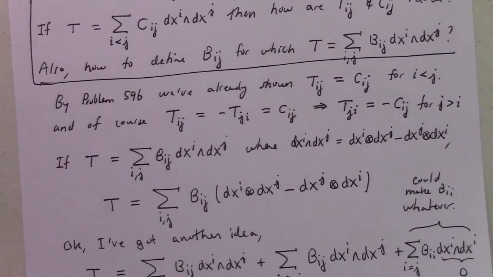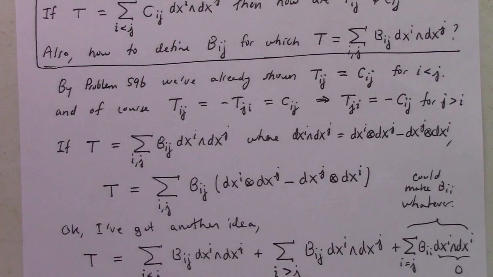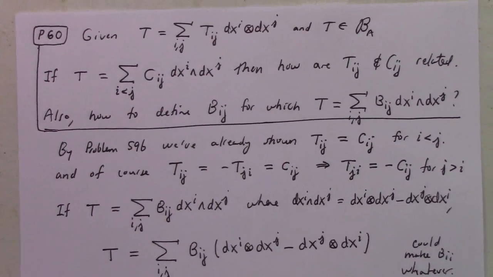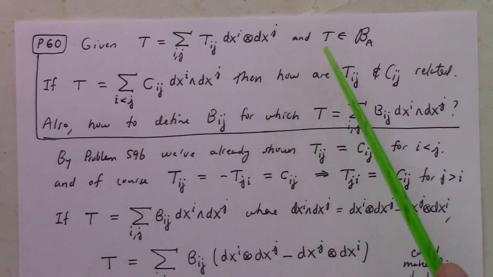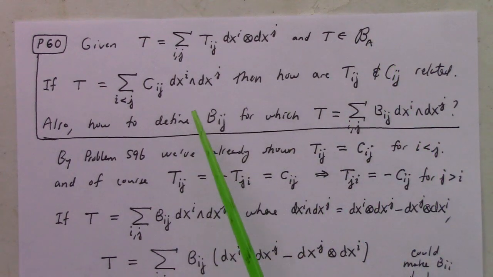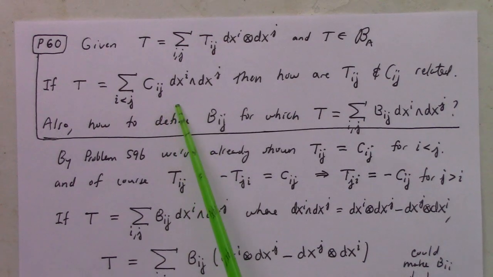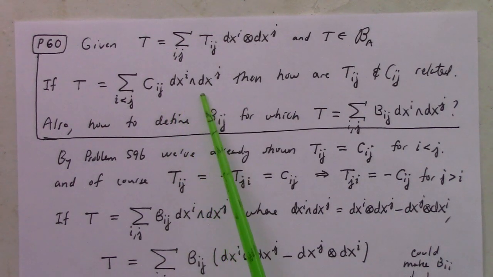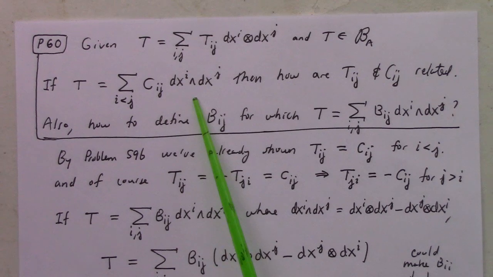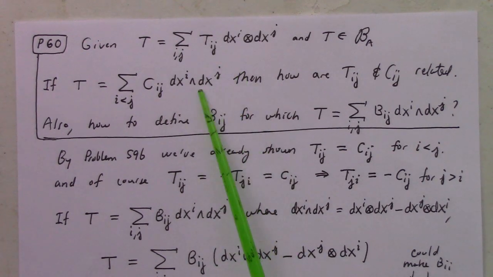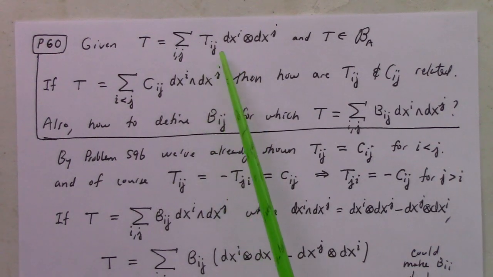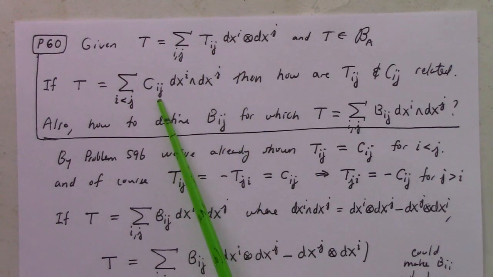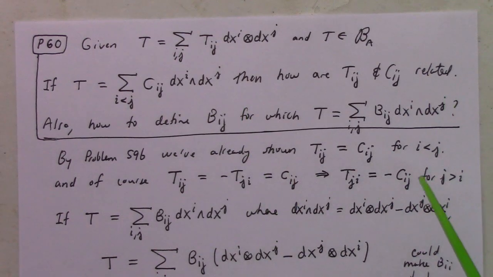Next up, problem 60. You're given that T is equal to that, and it's an antisymmetric tensor. I beg the question, what if you write it this way instead? That versus that. Actually, that's kind of a dumb question given the one we just worked out, because that's already been answered. The first question is, yeah, we just showed Tij is equal to Cij. And then Bij, now this is a little bit more interesting.